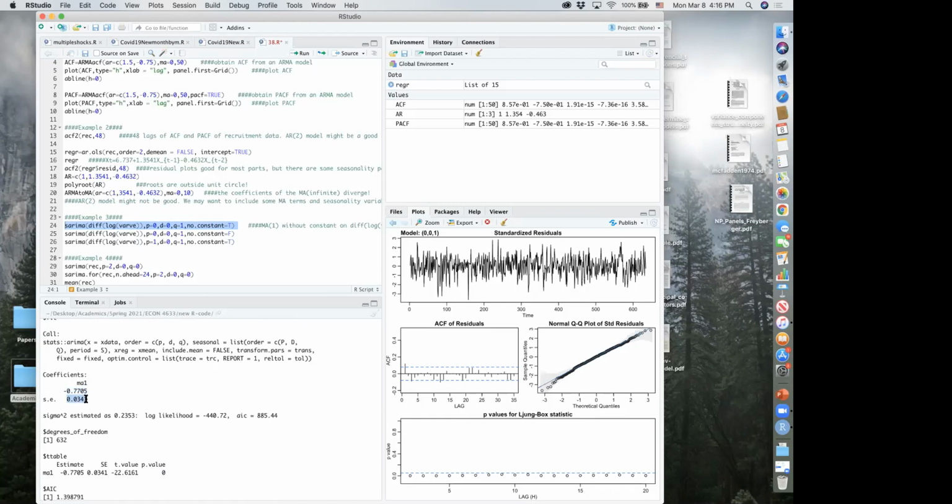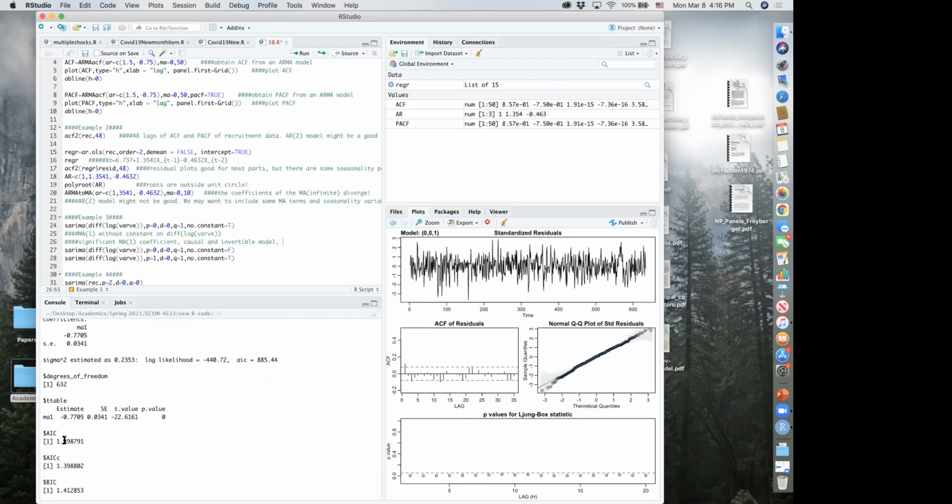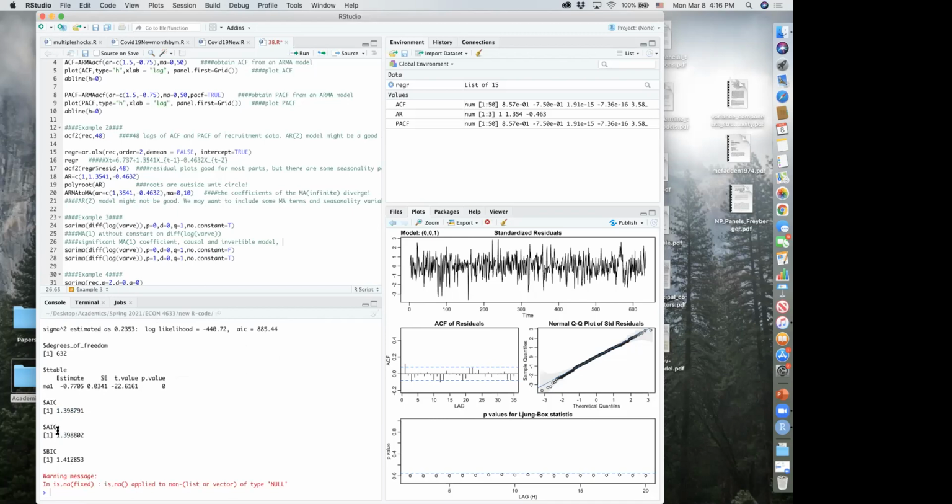And we can also find this is statistically significant. So let me write it here: significant MA(1) coefficient, valid, causal and invertible model. This is what we can see here. It also reports the AIC and the BIC, and also the AICc, the corrected AIC. So you can record these numbers and maybe compare them with your other models.